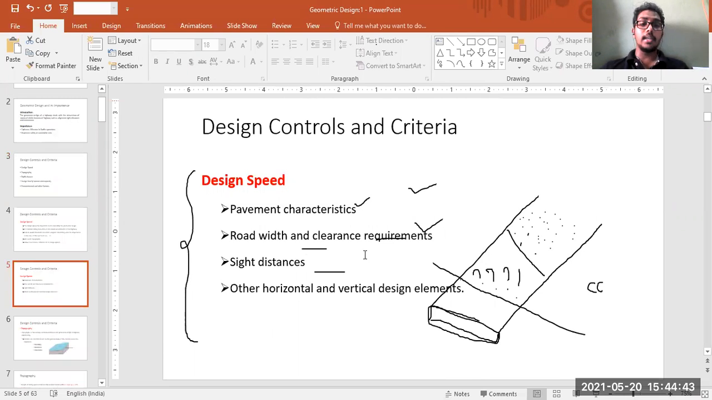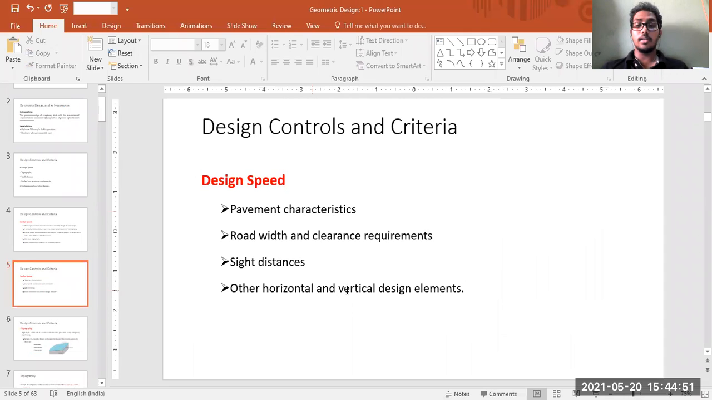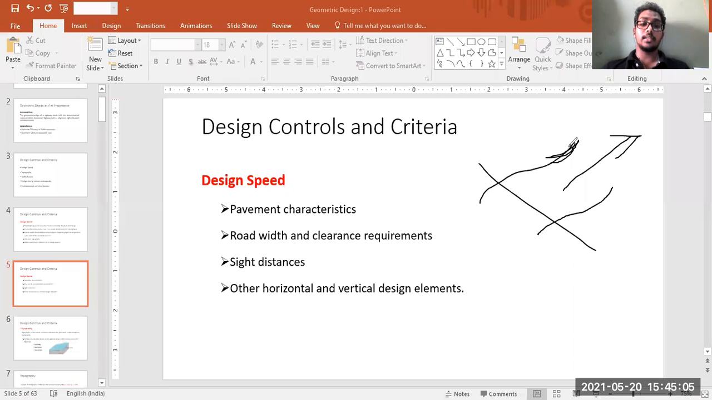Similarly, we have the pavement characteristics, and the other thing so-called side distances, horizontal and vertical design elements. While we are talking about the cross section of a road, we are only talking about its cross section. Coming to that, we'll also talk about the horizontal alignments and the vertical alignments in the upcoming classes. So that is the design part of just a road.